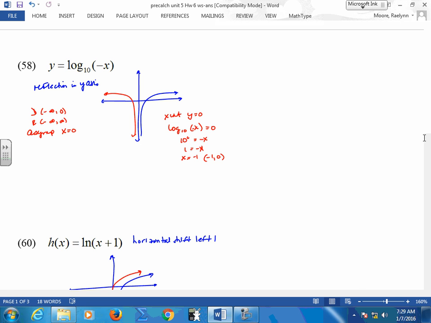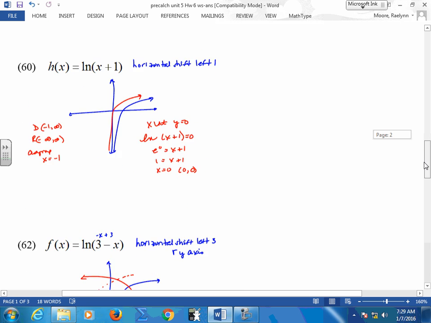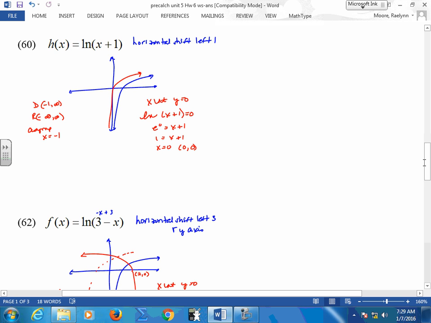Good so far? And the LNs, the natural logs, they work the same way. They're very close to a base 3. So we've got a horizontal shift of your natural log, same sketch. We went 1 unit to the left horizontally. So your domain is shifting left, your asymptote is shifting left.